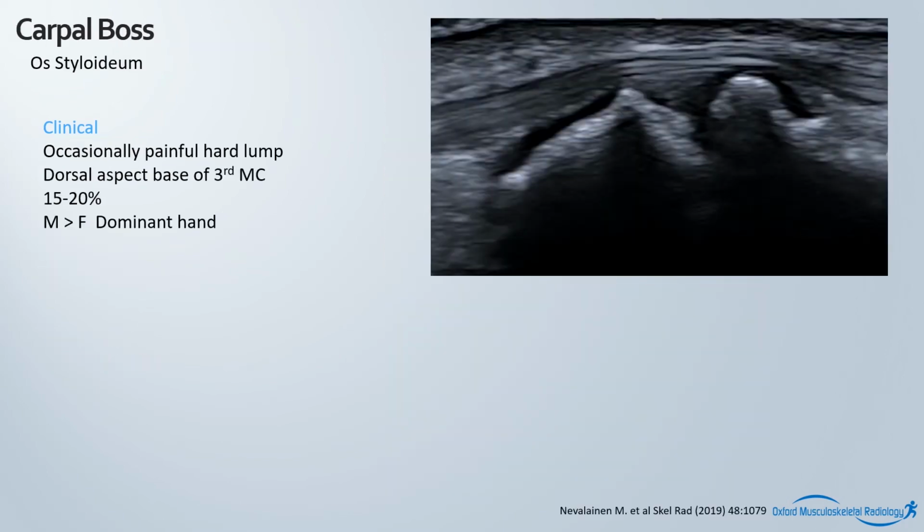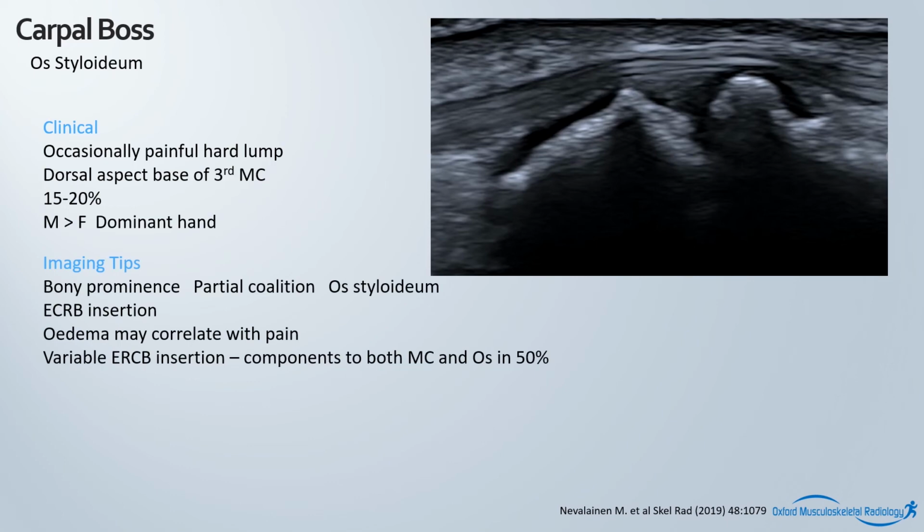I won't say very much about the Carpal Boss. Most people are aware of this. It's a bony prominence at the base of the third metacarpal, close to the attachment site of the extensor carpi radialis brevis, and in some cases incorporating some of the attachment fibers. Sometimes it's a bony prominence, sometimes it's a coalition, sometimes an accessory ossicle.